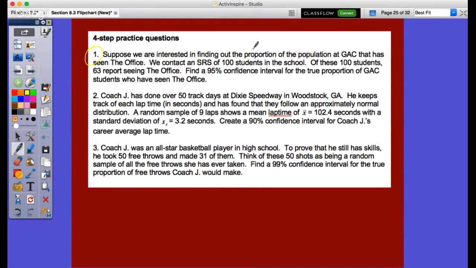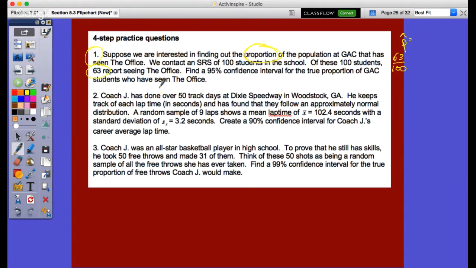Suppose we're interested in finding out the proportion, that tells me we're in proportion world, of the population at GAC that has seen The Office. We contact an SRS of 100 students in the school. Of those 100 students, 63 report seeing The Office. So right there, we know that p hat, because it's a proportion, is equal to 63 over 100. And then we go SPDC: state, plan, do, conclude, right?